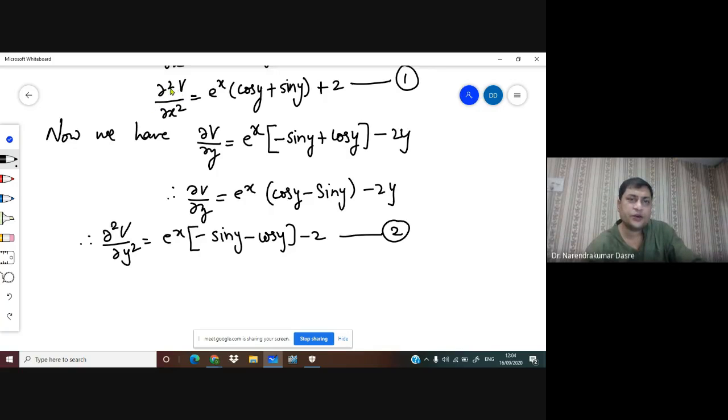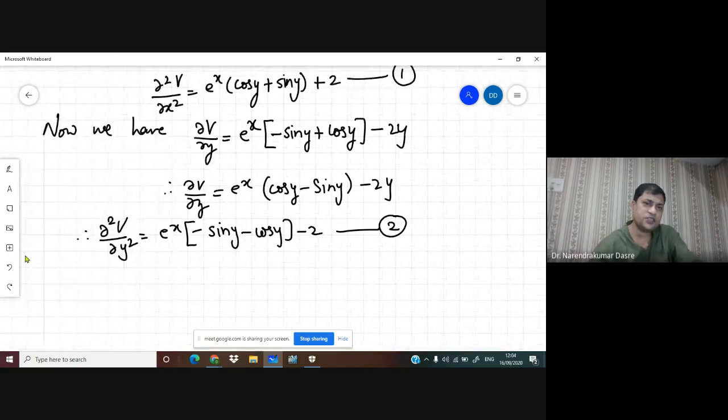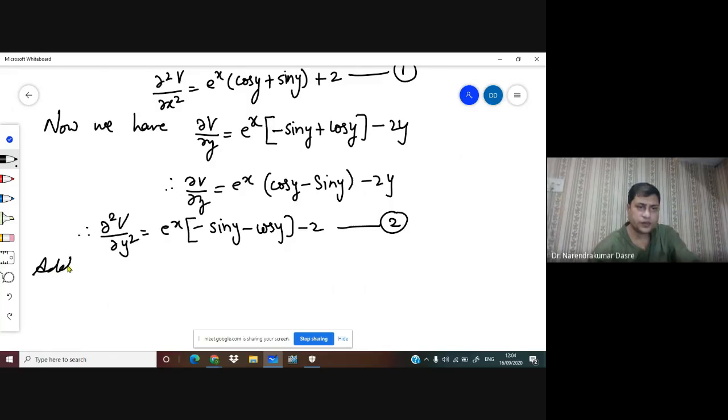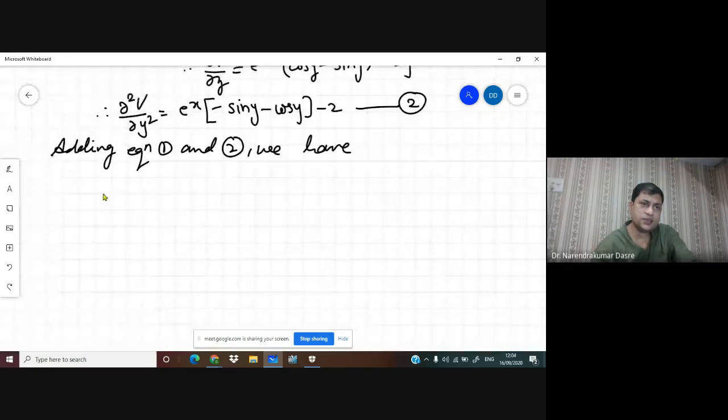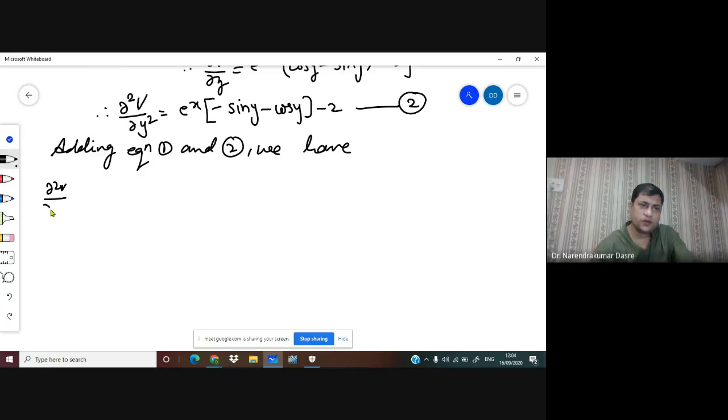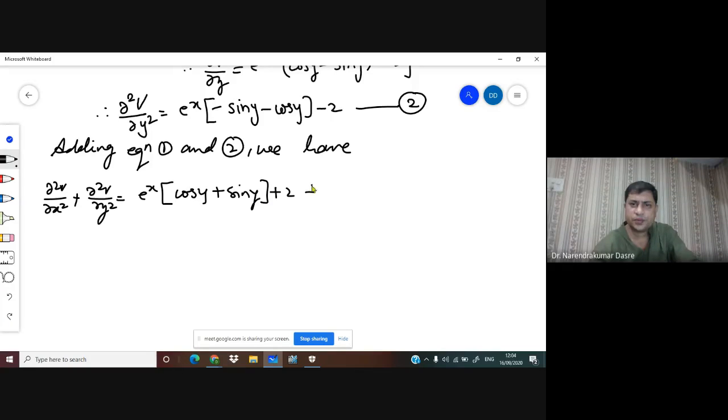Now we got the second order derivative with respect to x. We got the second order derivative with respect to y. And so we are able to write the sum of these two. So what we can do is, we can say adding equations 1 and 2. So we have ∂²v/∂x² plus ∂²v/∂y². So this term is e raised to x (cos y plus sin y plus 2). This term is plus e raised to x (minus sin y minus cos y and minus 2).